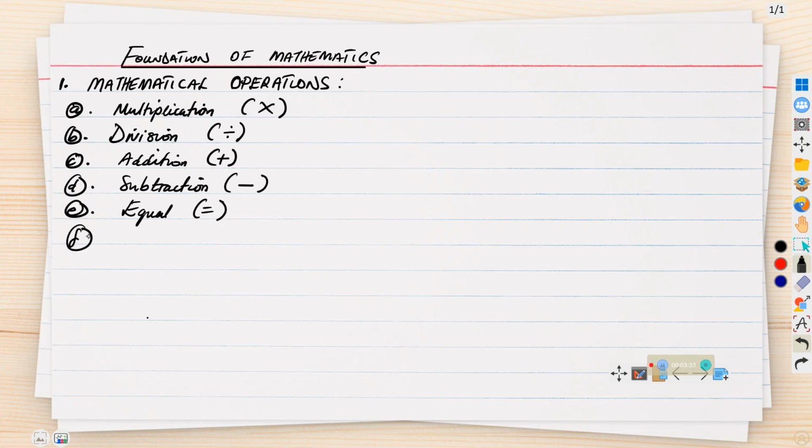Then you have also brackets. Brackets are mathematical operations which I'm already using. These are brackets like this. It's very important you understand these as mathematical operations: multiplication, division, addition, subtraction, equal sign, brackets. These are things that operate on numbers or letters in mathematics.